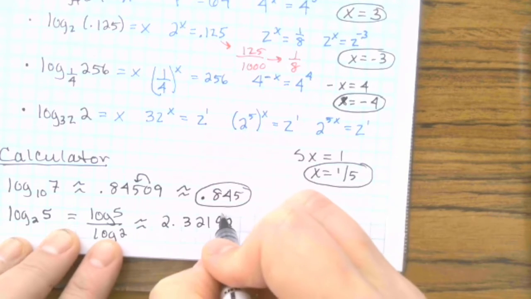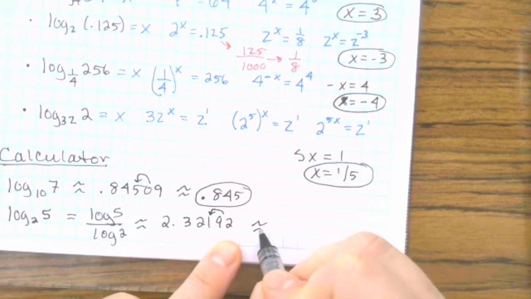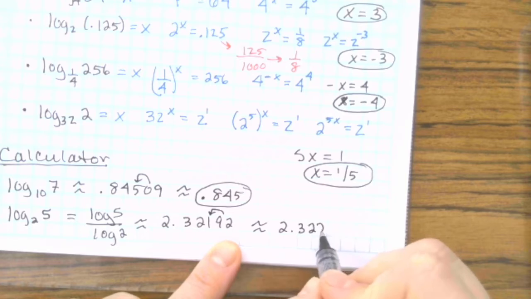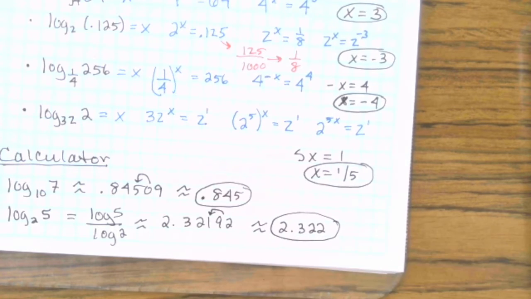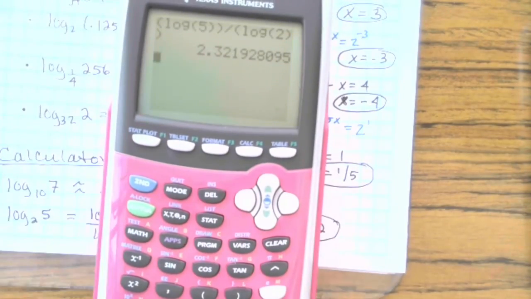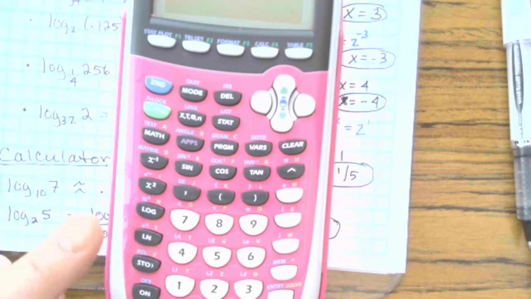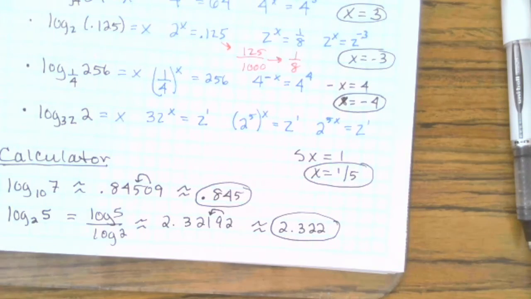Again, if we're rounding back to thousandths, 9 rounds the 1 up to 2, and we get 2.322 as our number. Now remember, if you do a log base E, there's actually a natural log button here, LN. That is automatically a base E, so you wouldn't have to use change of base if it's a base E, natural log. All right, so those are our evaluating problems.